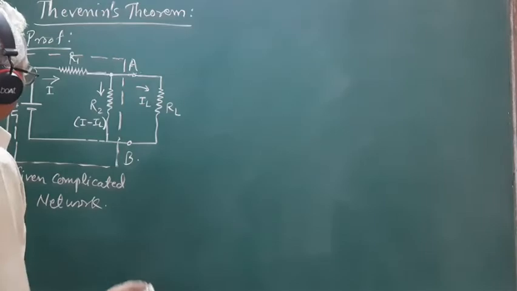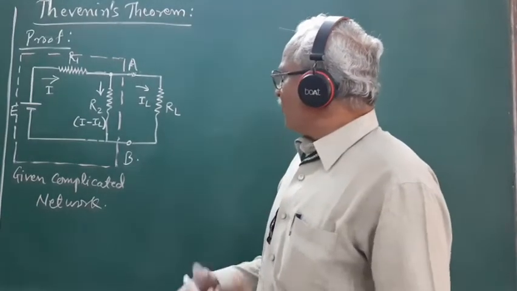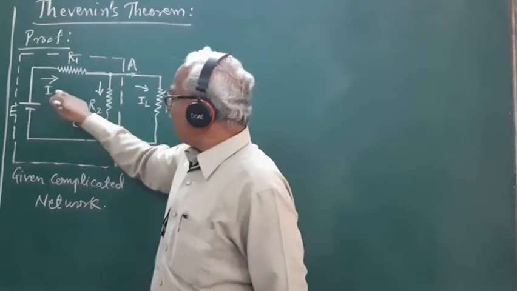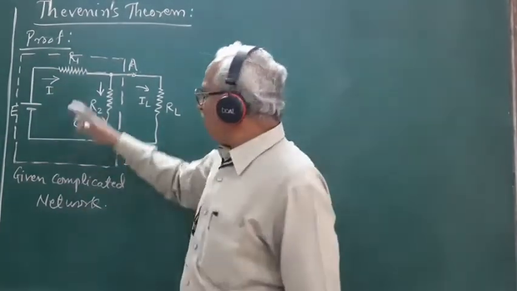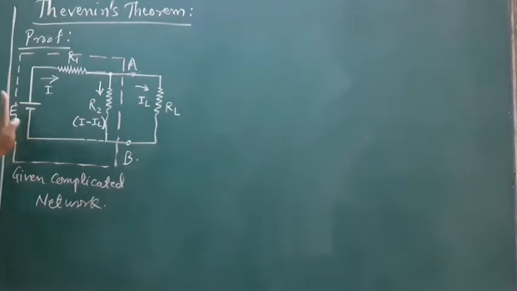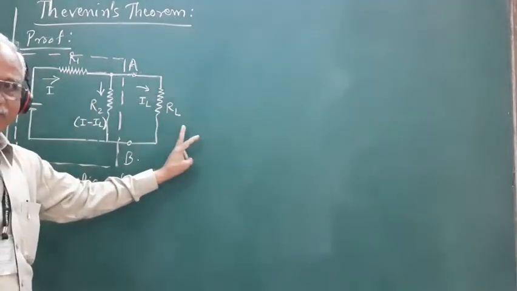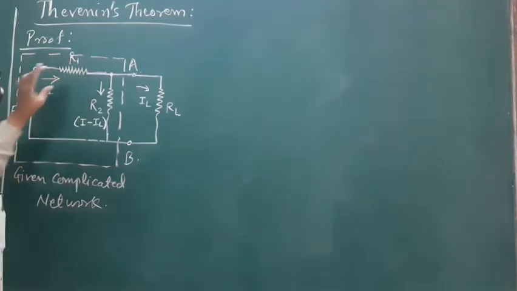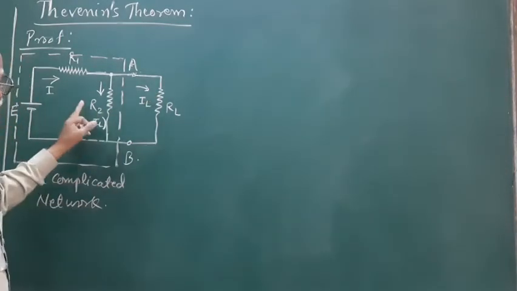So, to obtain the current IL flowing through this load resistance, first let us obtain the current I drawn from the source. To find out the current I drawn from the source, we must first know the resistance of the circuit. If we observe this given network, across this source of EMF we have the series combination of R1 and R2 parallel RL. Here, the parallel combination of R2 and RL is connected in series with the resistance R1 across this source of EMF. So, let us first obtain the equivalent resistance of this parallel combination of R2 and RL.